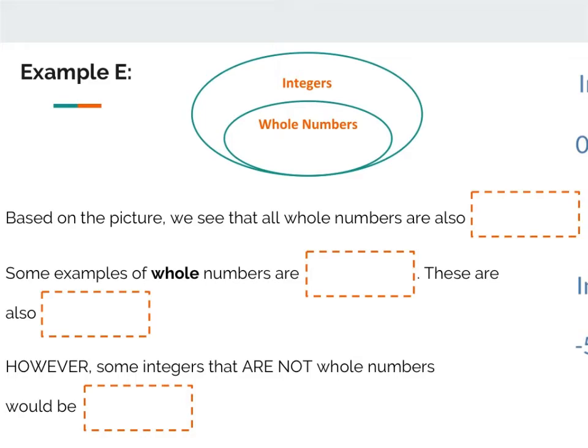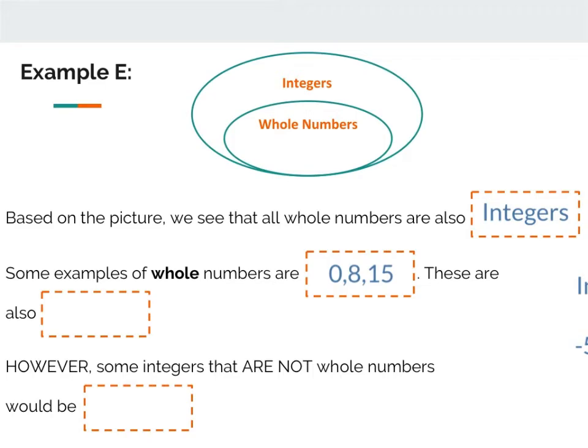So here we are at example E, and example E has a picture for us, and it has whole numbers inside integers. So based on our picture, we see that all whole numbers are also integers. So everything that's a whole number is also an integer. So some examples of whole numbers are 0, 8, 15.